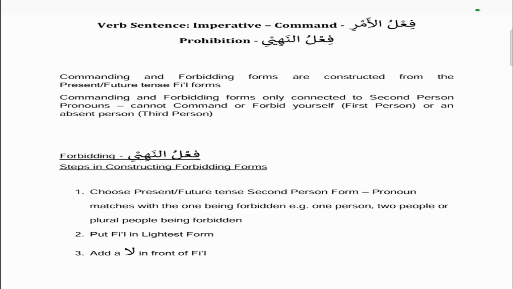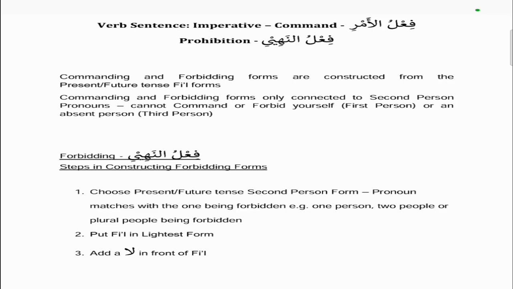As we continue with the next chapter of our curriculum, which is a verb sentence, the imperative, which is known as the command, the fi'l amr, and the prohibition, which is the fi'l nahi. So commanding and forbidding forms are constructed from the present/future tense fi'l forms. Commanding and forbidding forms are only connected to second person pronouns.